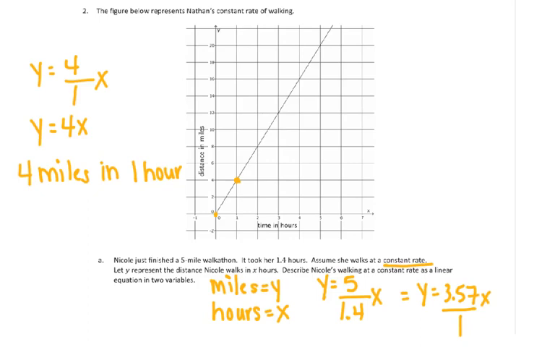So when I flip to the next slide, they ask us who walks at a greater speed, and explain. So as we're looking at this, we're comparing the slopes, okay? We're comparing slopes, and slopes tell us rates of change. So comparing slopes, what we're going to understand is that whoever has the larger slope is walking at a greater speed. So we're going to look at this, and we know that 4 miles in 1 hour is faster than 3.57 miles in 1 hour. So Nathan walks at a greater speed than Nicole does.